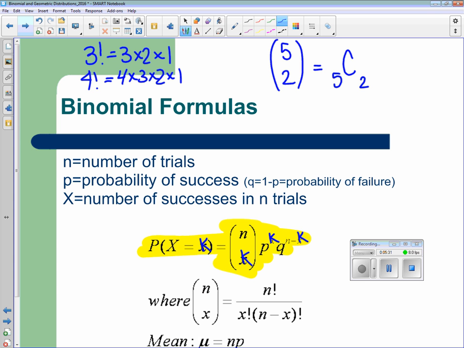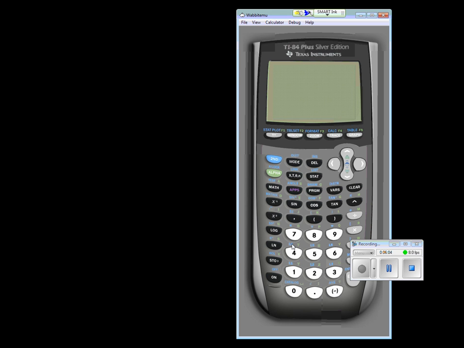The nice thing is that I'll really never ask you to go through and use this formula because the calculator has that combination function. So let's all find it real quick, if we could. I want us to find what 5 choose 2 is. So grab your calculator for me. You're going to go to math and probability. So math, PRB, is what you should see.